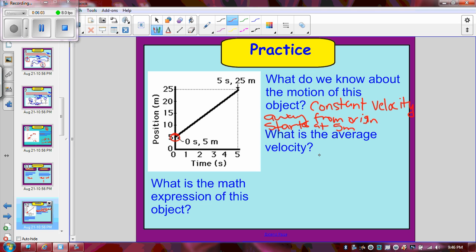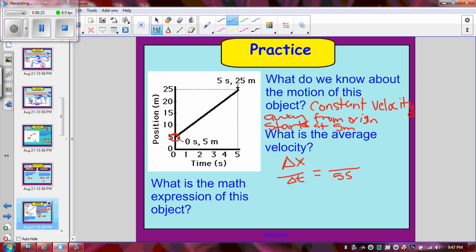Now the second question says, what is the average velocity? Remember, average velocity is delta x over delta t. If we look, delta t, or the time for this, is 5 seconds. So we're going to be looking at 5 seconds of travel. Now, what's the delta x?